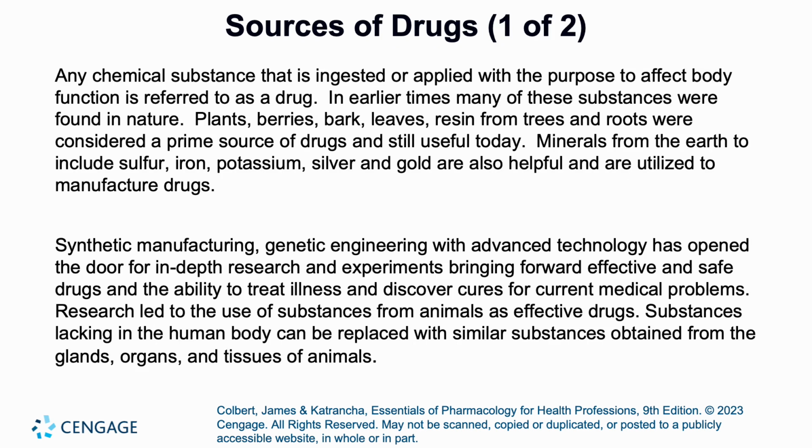Any chemical substance that is ingested or applied with the purpose of affecting body function is referred to as a drug. So I want you to think of that as your overarching definition for this course. In earlier times, many of these substances were found in nature. Plants, berries, bark, leaves, resin from trees, and roots were considered a prime source of drugs, and these things are still useful today. Minerals from the earth, including sulfur, iron, potassium, silver, and gold, are also helpful and utilized to manufacture drugs.